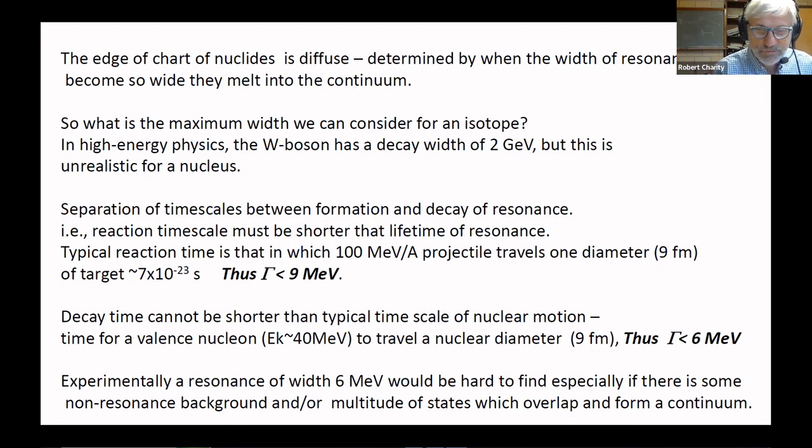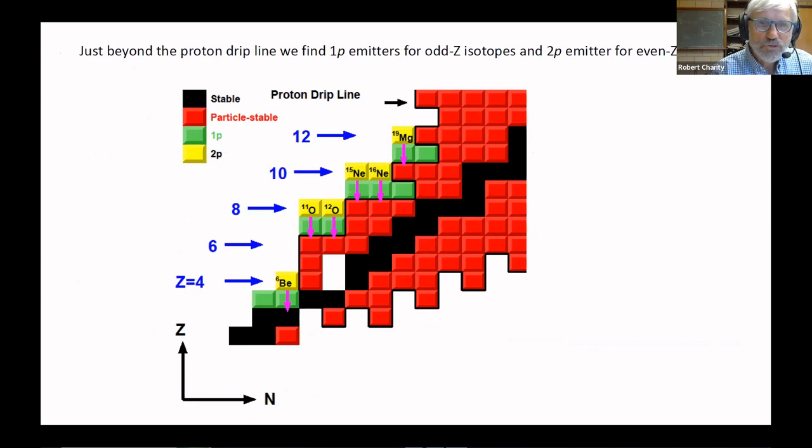If they're all 6 MeV wide, that would produce some smooth background. Can we discriminate this from a non-resonant background? And even if you have a single state, if your background has some structure, maybe it's also difficult. So even getting to this limit may be difficult. So I just want to start out close to the drip line and move out.